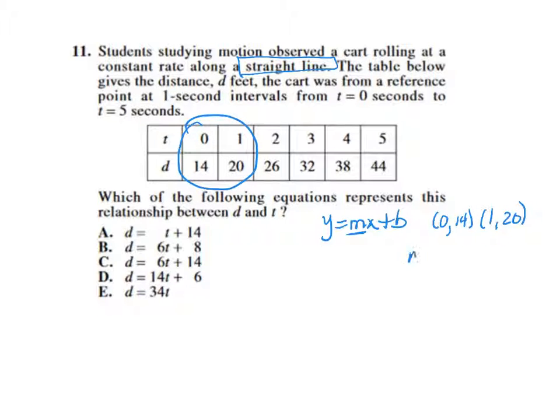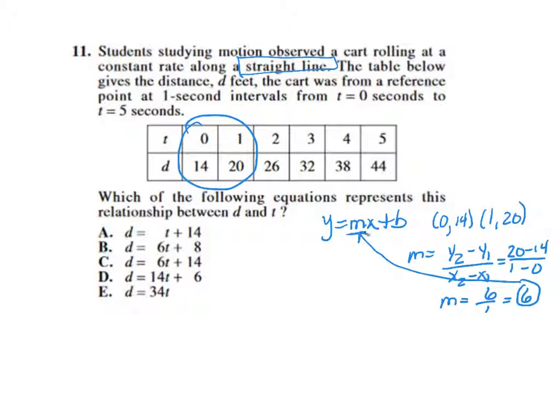To calculate the slope, remember it's the change of y's, so y sub 2 minus y sub 1, over the change of x's, which is x sub 2 minus x sub 1. In our problem, it would be 20 minus 14 over 1 minus 0. So the slope of our equation is 20 minus 14, which is 6, over 1, or a slope of 6. Remember, that's your m.